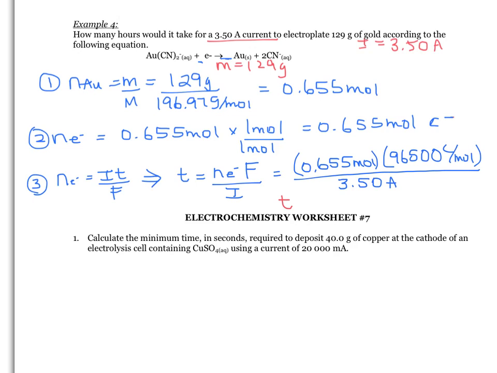This will give us a time of 18,059 seconds. We have to write this according to the appropriate number of significant figures, so that would be 1.81 times 10 to the 4 seconds. Or if you want to, you can write it as 5.02 hours if you prefer to convert it to hours for the significant figures.